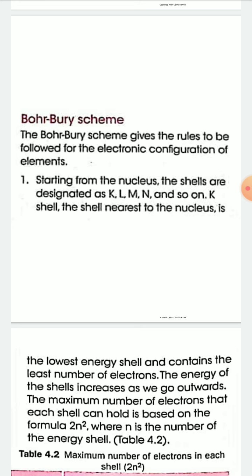K cell is the nearest cell to the nucleus. So the K cell is the first cell, which is nearest to the nucleus, is the lowest energy cell, and contains the least number of electrons.